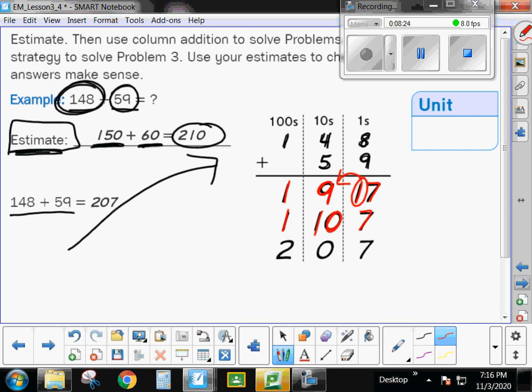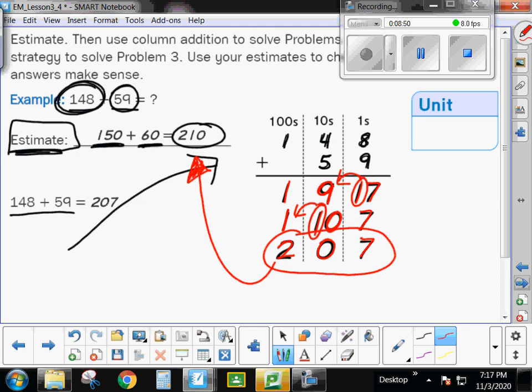All right, now I still have double digit in the tens place. If I have 10 tens, guys, I can trade 10 tens for 100. So I'm going to change that 100 to 200. Now I have 0 left here and still drop down my 7. So my answer is 207, which is really close to my estimate of 210.